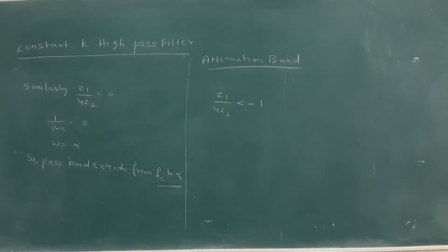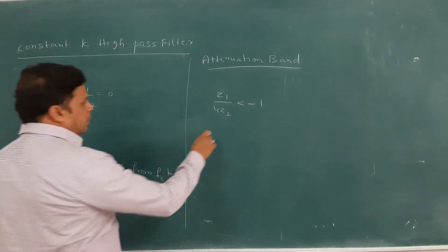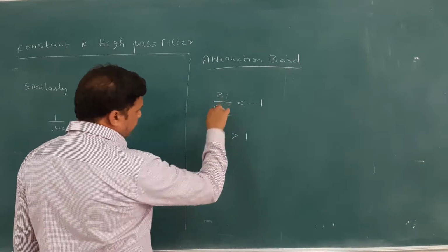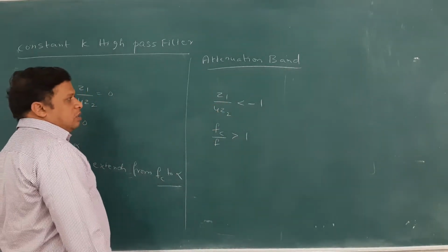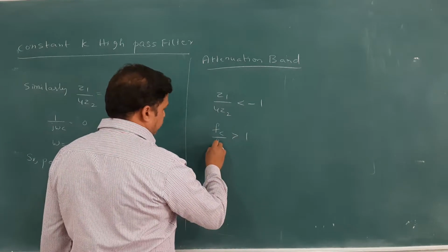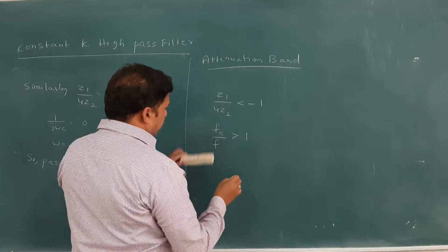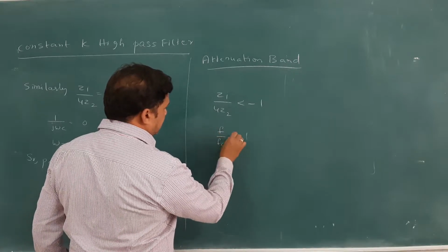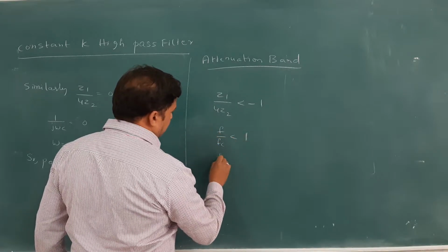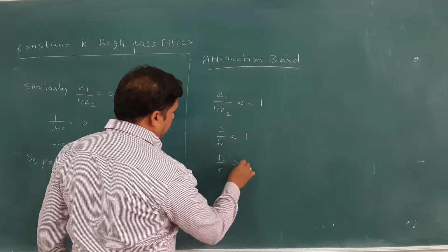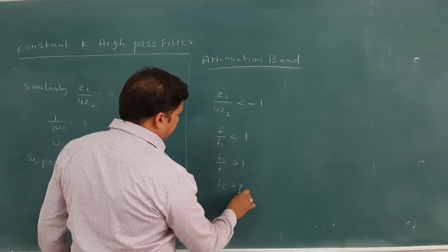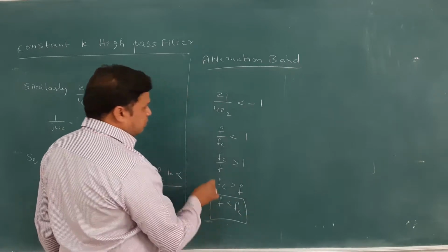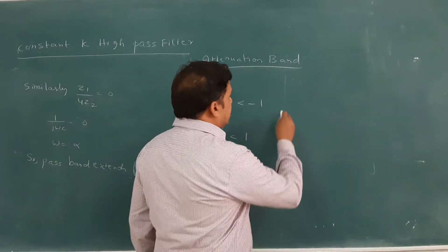And now we will write fc by f is greater than 1. From this we write the formula of z1 and z2 and derive this. Usually it is f by fc is less than 1. If we take this reciprocal, fc by f is greater than 1, then fc is greater than f, and f is less than fc means the frequency lies between 0 to fc. Attenuation band frequency lies between 0 to fc.